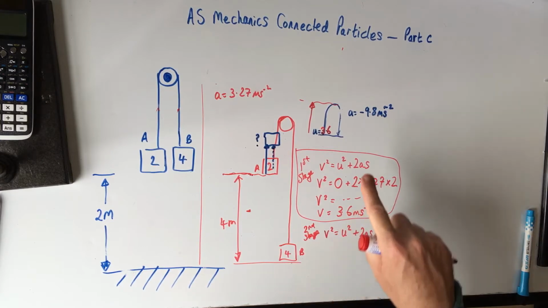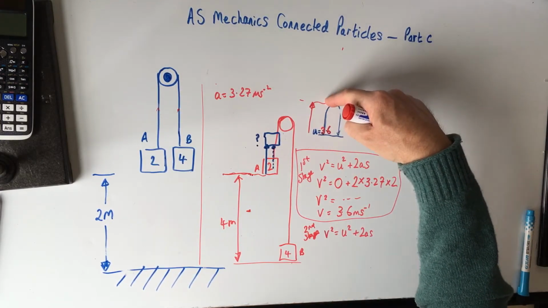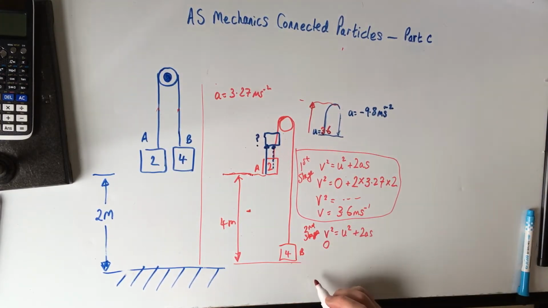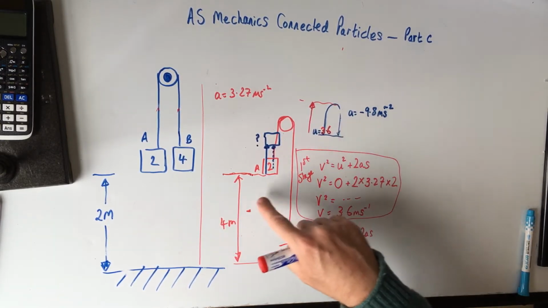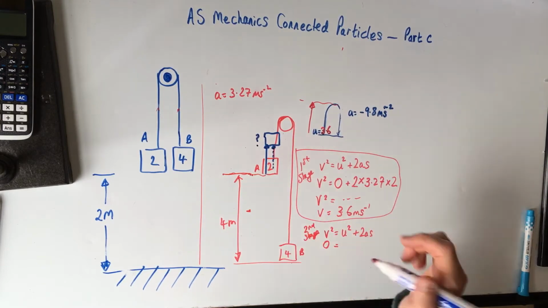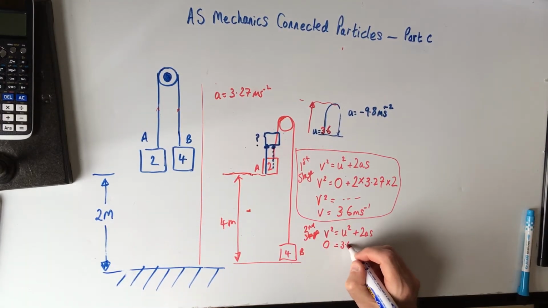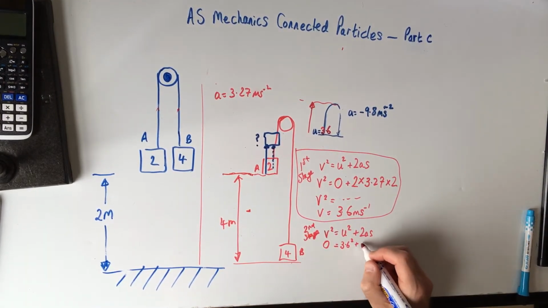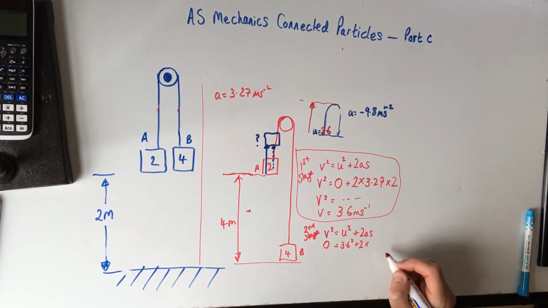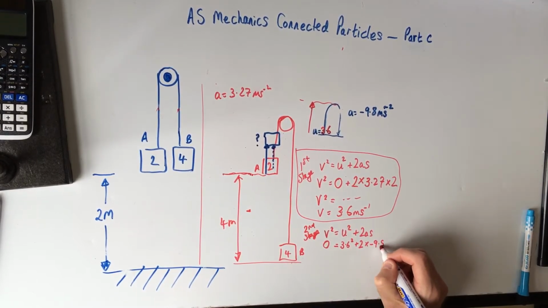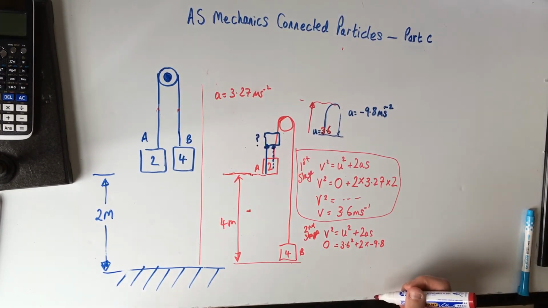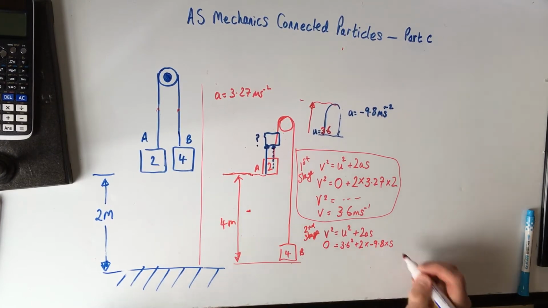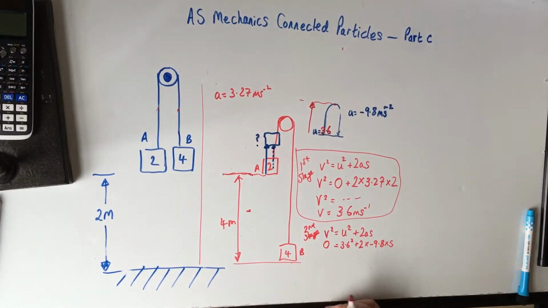The velocity at the highest point is 0, isn't it? So 0 squared is 0. The initial velocity is the velocity it reached here, so this is going to be 3.6 squared plus 2 times, now the acceleration, of course, is gravity, and gravity works the other way. It's slowing it down, decelerating it at minus 9.8 meters per second squared, times s.